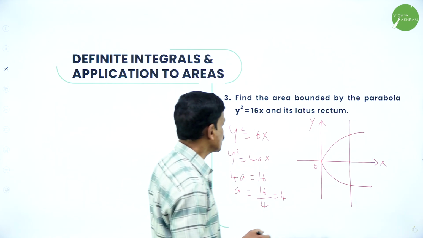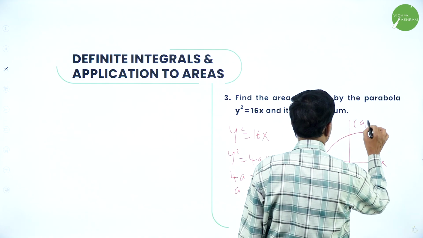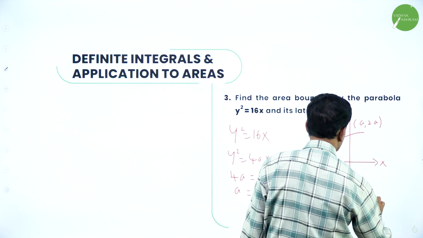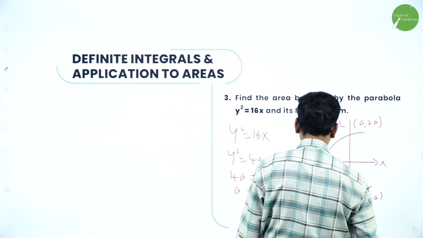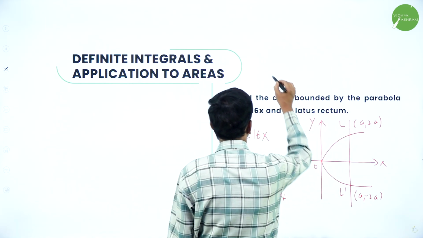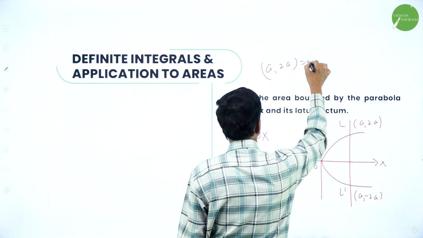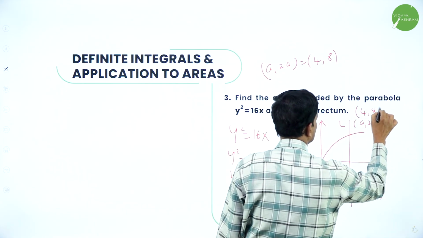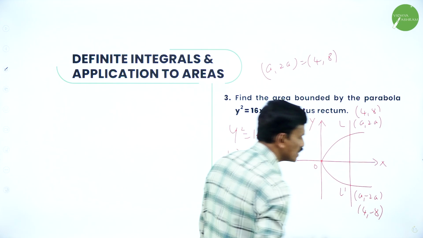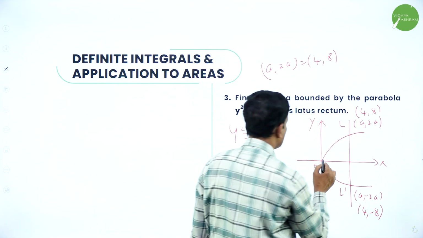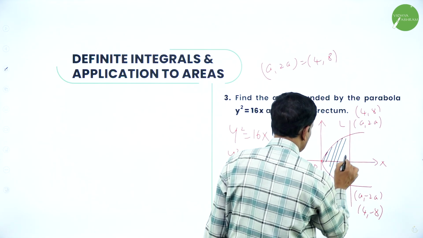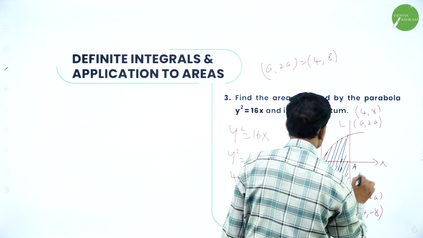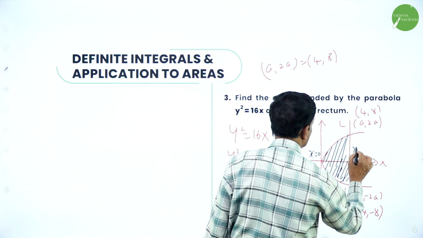So what are the ends of the latus rectum? One is a comma 2a, another one is a comma minus 2a, L and L dash. So a comma 2a means, when a equals 4 and 2 into 4 is 8, this is 4 comma 8, another one is 4 comma minus 8. Okay. Now what is to be found is the area of this shaded region. To find the area of this complete shaded region, observe carefully. So here x equals 0 and another value x equals 4.